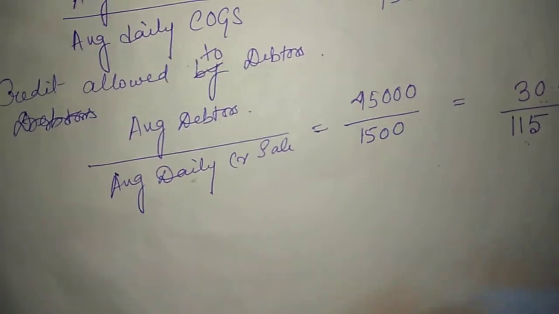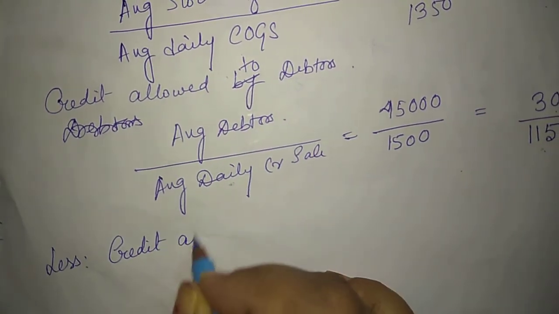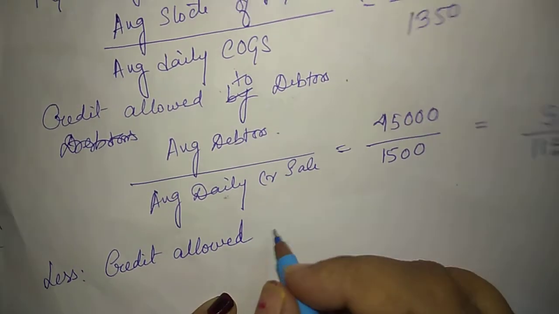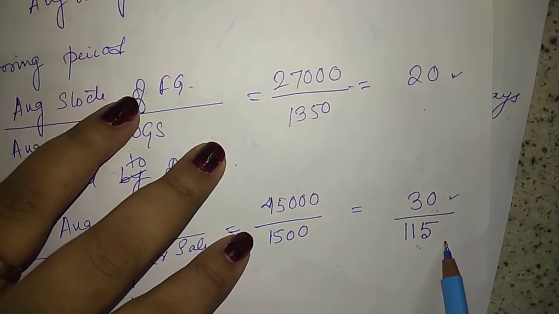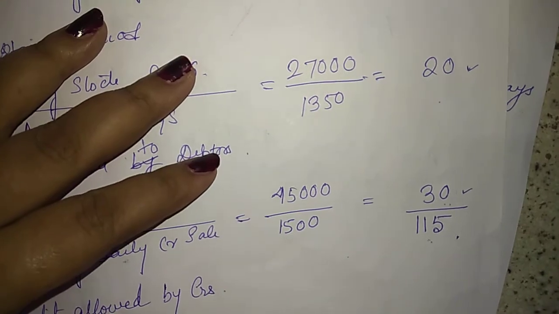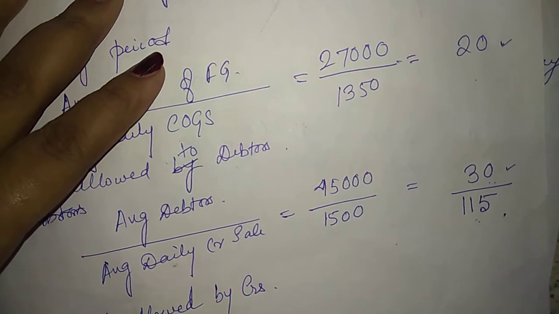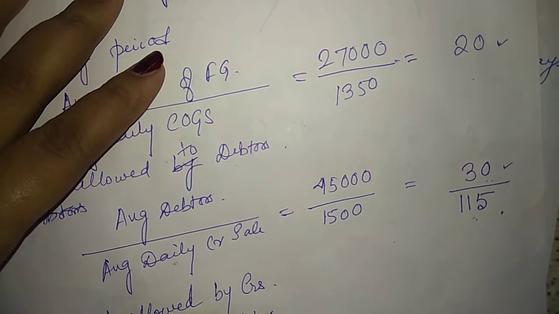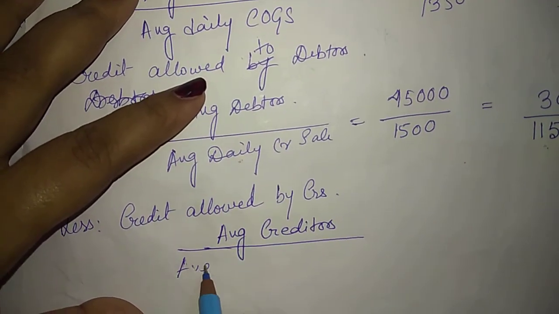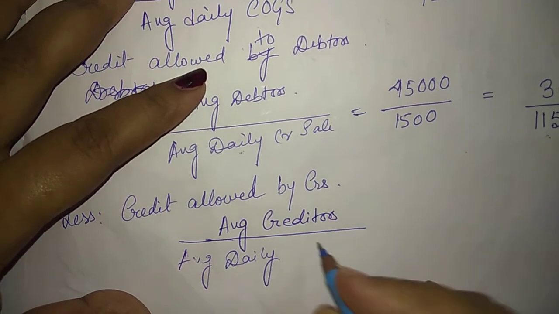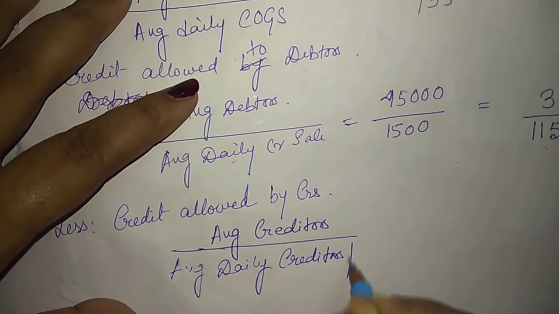Now you also get some relaxation, right? Your creditors also allow you some credit, that should be reduced. Credit allowed by creditors. Okay. Here your money is stuck for 115 days, and you are also getting some relaxation from your creditors. The creditors are allowing you a credit period of some days. Okay, you don't need to pay me today because you haven't got your payment, your money is stuck, I can understand, so pay me after some time. So you are enjoying that credit period. So the formula goes as average creditors divided by average daily credit purchase.